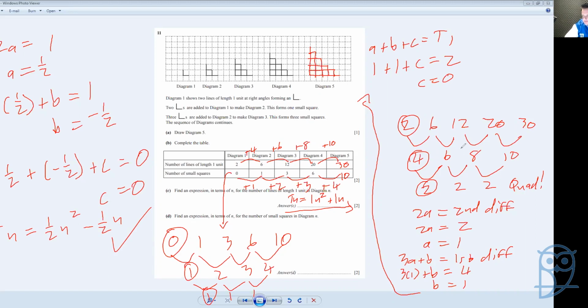All right. So, very interesting questions. I hope you guys see that a lot of this quadratic work is actually very repetitive. You do the same process, you find your differences, you come up with your Tn, you sub a value in, that's all that you do.